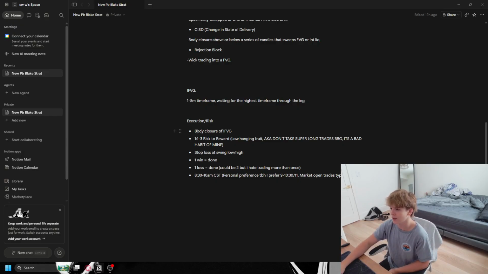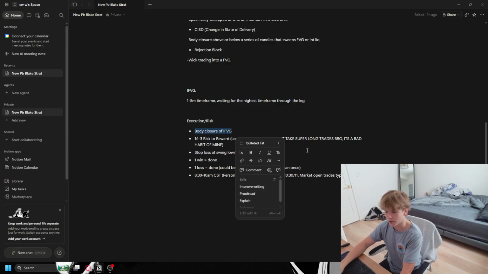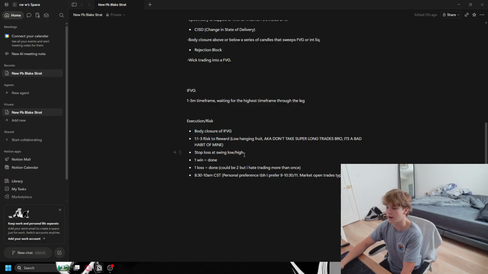It's basically the same as the mechanical strat with execution and risk, where you wait for body closure of the inverse fair value gap. Unlike today, which I didn't, but there was an obvious reason why I didn't. So then a 1-to-1 or 1-to-3 risk to reward, like low hanging fruit. This note was for me, but I'll read it off. Don't take super long trades.